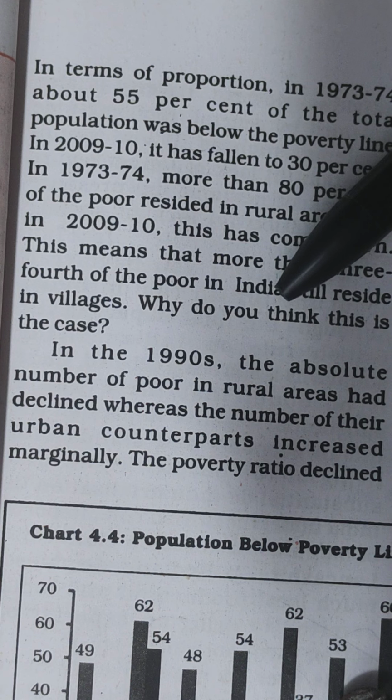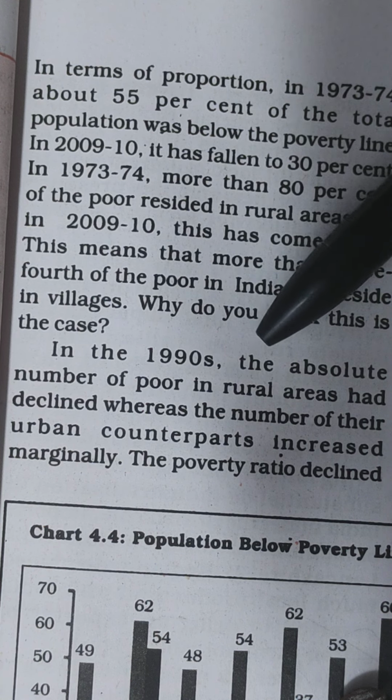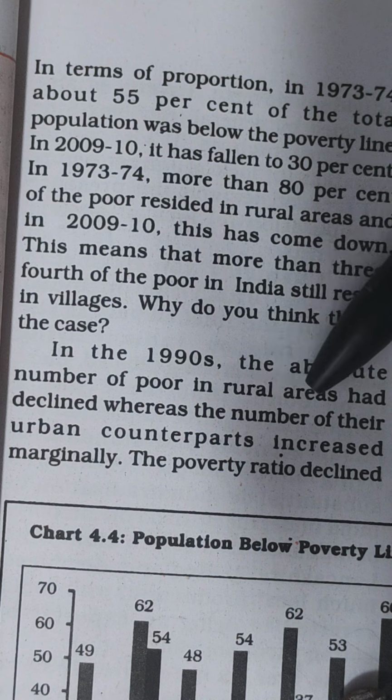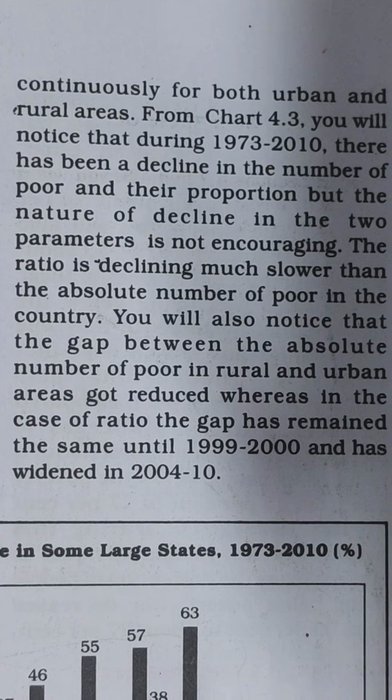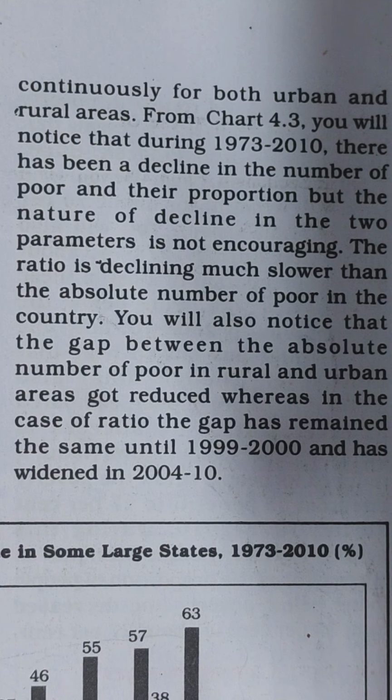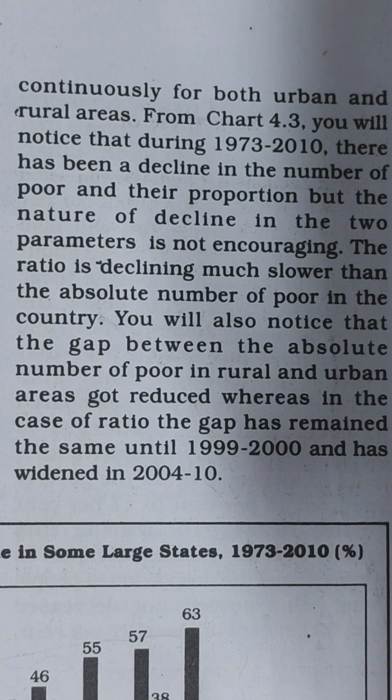Why do you think this is the case? In the 1990s, the absolute number of poor in rural areas had declined, whereas the number of their urban counterparts increased marginally. The poverty ratio declined continuously for both urban and rural areas. From chart 4.3, you will notice that during 1973 to 2010, there has been a decline in the number of poor and their proportion, but the nature of decline in the two parameters is not encouraging. The ratio is declining much slower than the absolute number of poor in the country.